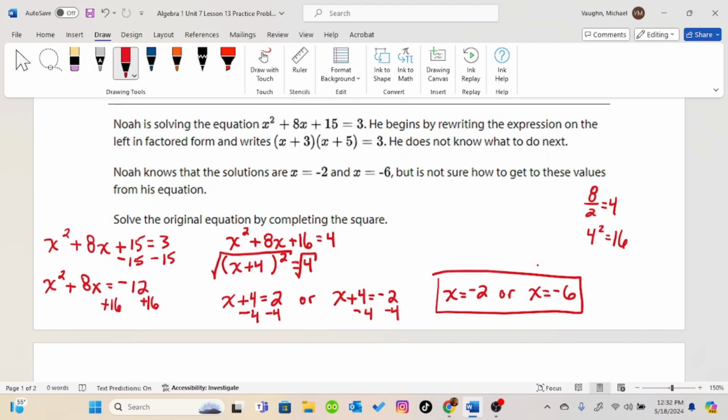So now we've used completing the square and shown that Noah is correct. The answers are negative 2 and negative 6. If you have any questions about completing the square, please ask for clarification now so that you're prepared when we move on to the next practice problem.